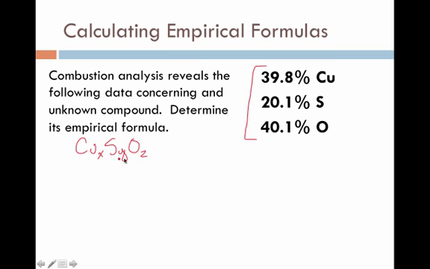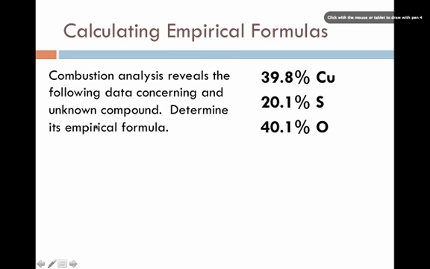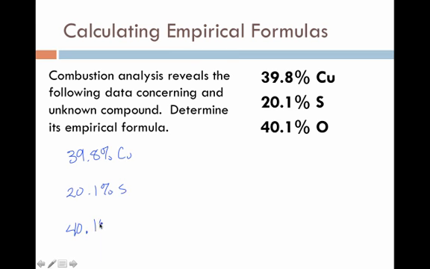We've got to figure out the numbers X, Y, and Z that would tell us how many coppers, how many sulfurs, and how many oxygens. What I like to do first to start this process out is to list out the information that's given over here. So we're going to have 39.8% copper, 20.1% sulfur, and 40.1% oxygen.